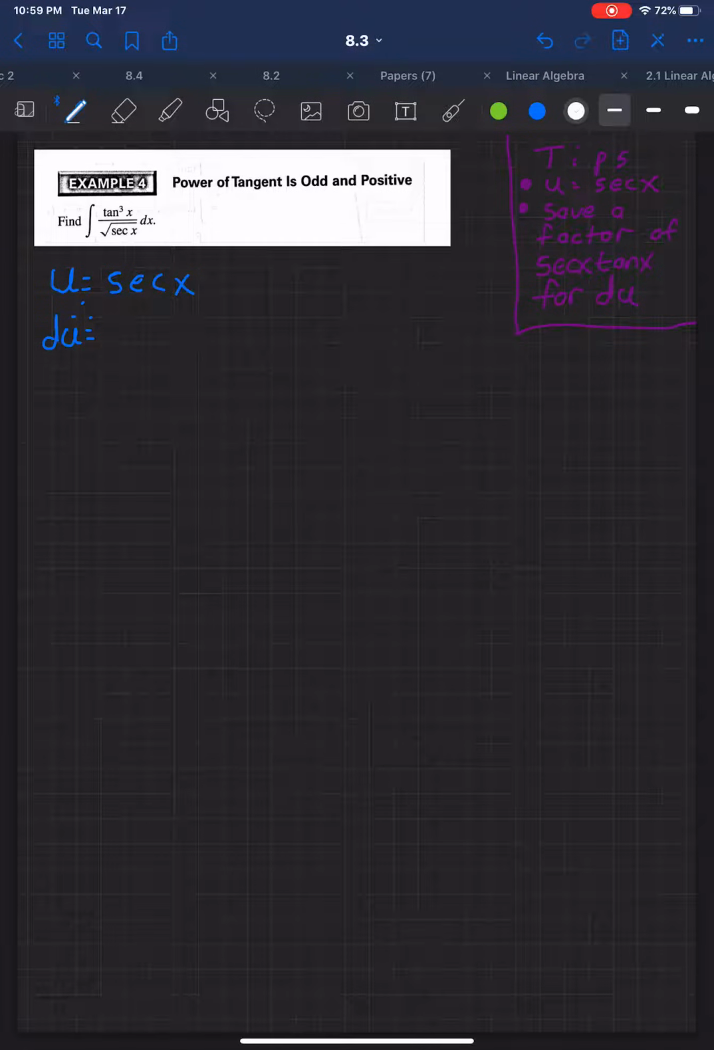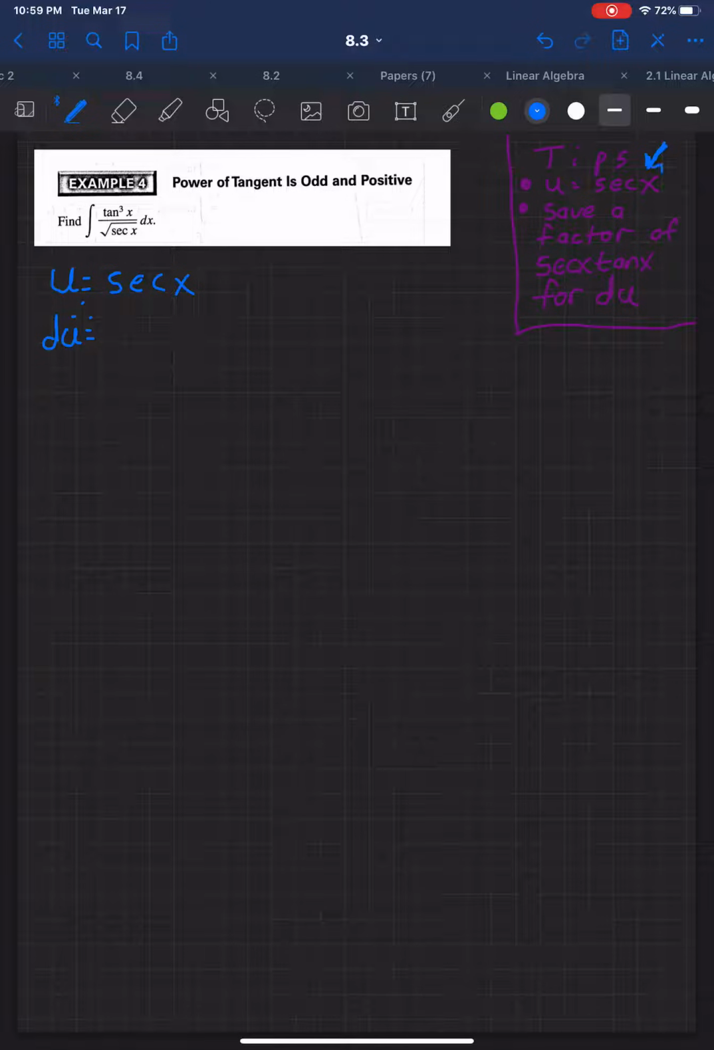All right, so let's do some more 8.3, my calc babies. So trigonometric integrals. Now let's take a look at some scenarios where we're dealing with tangents and secants, right? And so in this case, we have tangents with powers that are odd and positive. And here, let's jump right to the tips.